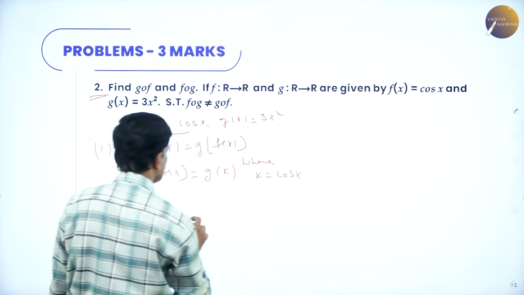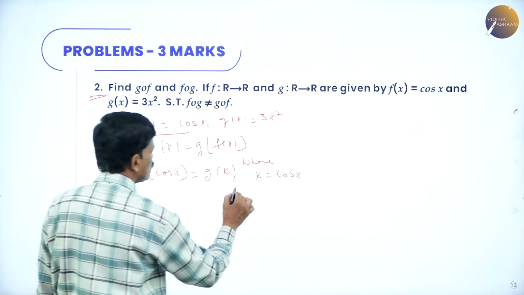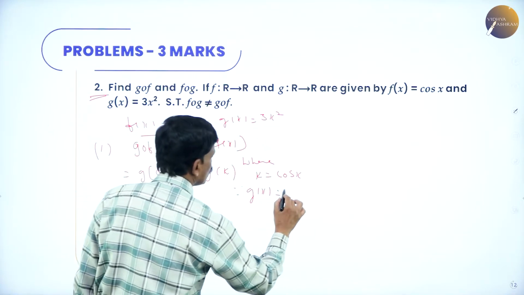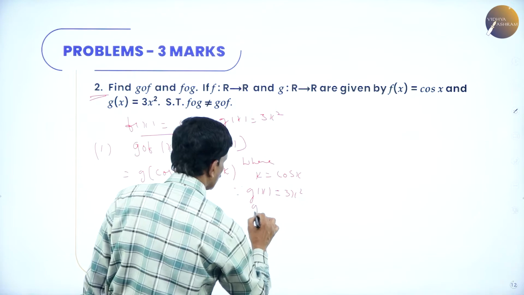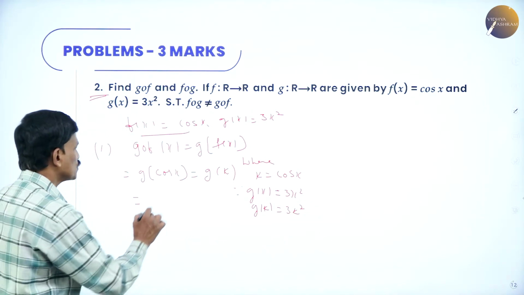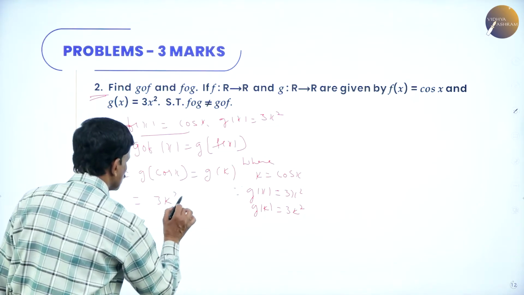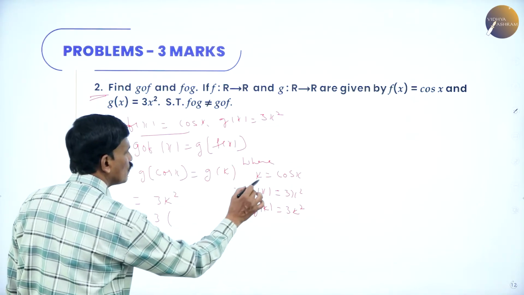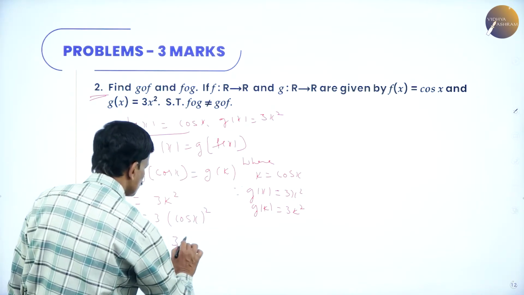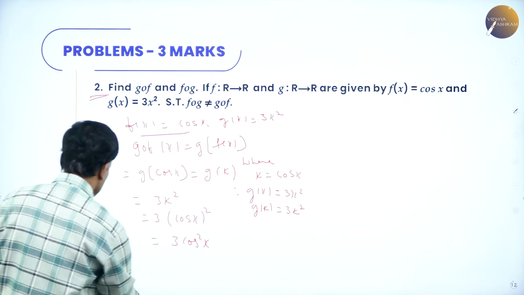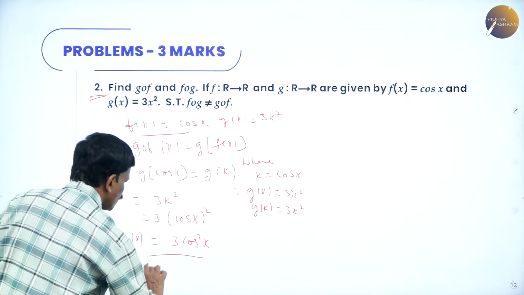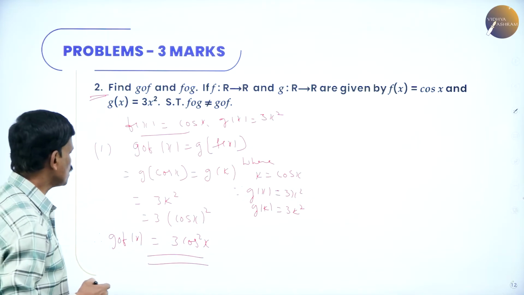cos x. Since what is g of x? G of x is equal to 3x square. Suppose if x is replaced by k, then this becomes g of k is equal to 3k square. So this is 3k square, 3 into, substitute the value of k. What is k? Cos x whole square. This can be written as 3 cos square x. So therefore g naught f of x is equal to 3 cos square x.